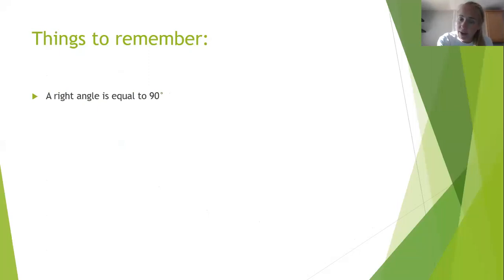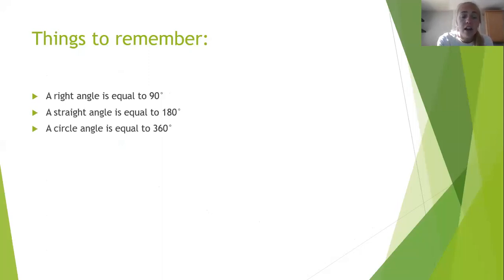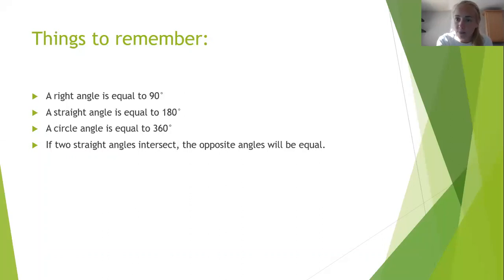First, you need to remember that a right angle is equal to 90 degrees. A straight angle looks like a straight line, and it is equal to 180 degrees. A circle angle, or a set of angles that goes all the way around to make one complete circle, is 360 degrees. The last thing you need to remember is that if two straight angles intersect or cross paths, the opposite angles will be equal.